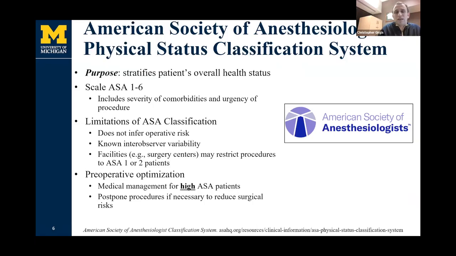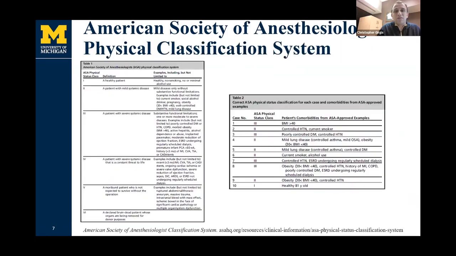For a lot of us, this likely will be a review. But the ASA has 6 different categories based on the severity and variety of comorbidities present among patients that we take for surgery. This is particularly important because when we take patients for maybe an elective procedure at an outpatient surgery center, they may only be able to take patients that are ASA class 1 or 2. Some hospitals or surgery centers will not take the patient if they're not that classification. So that in and of itself is important to consider.